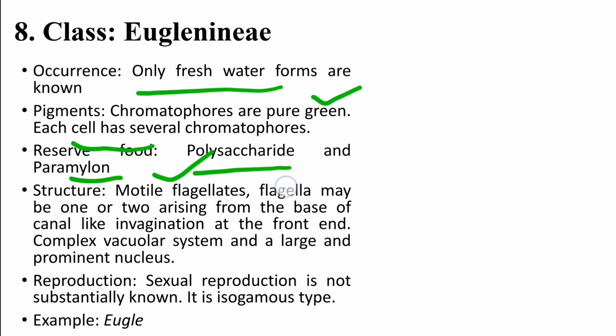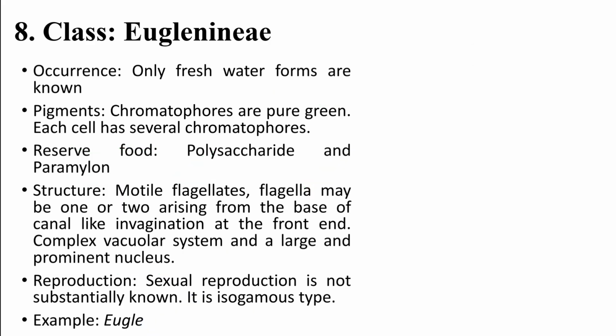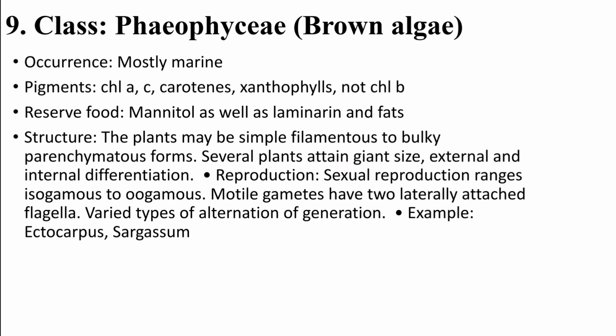Motile flagellate forms are there. Flagella may be one or two arising from the base of canal-like invagination at the front end. Complex vacuolar system and a large and prominent nucleus is present. Sexual reproduction is not known yet, and if present, it is isogamous type. And example, Euglena.